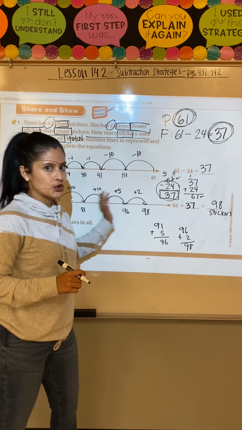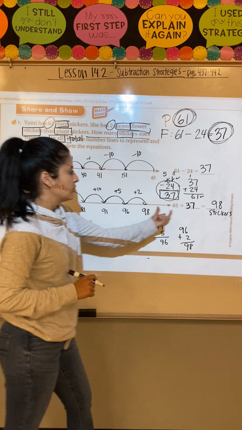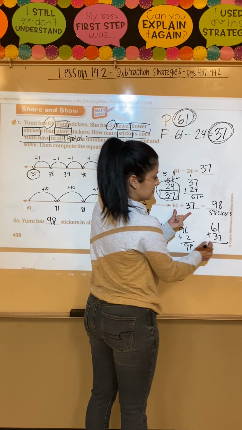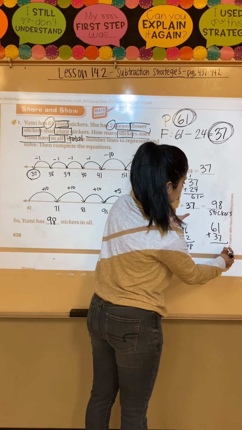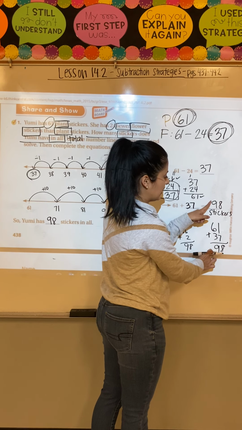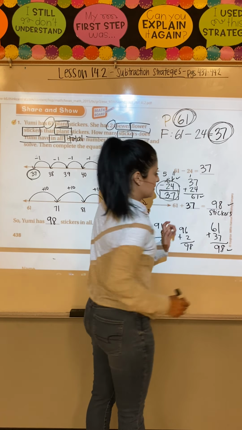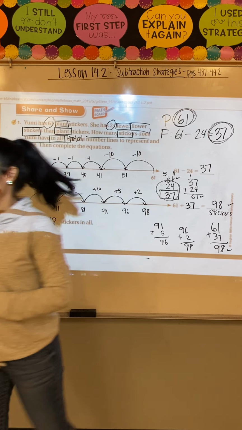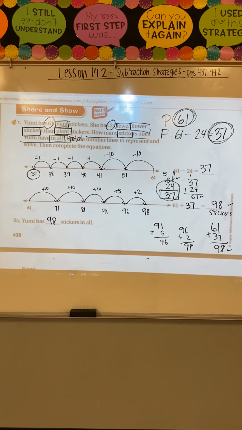Again, if you're unsure with your open number line, we could add these 2 numbers together to double check our work. And as you see, 98. Either way, either strategy that we used here. All right, let's move on to our next one.